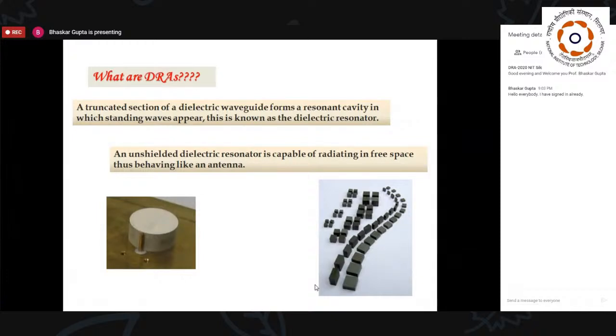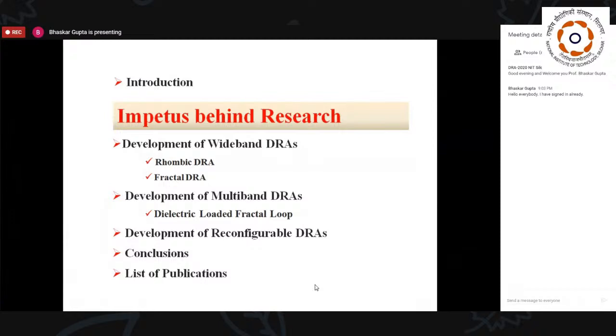Here are some examples in the figure. So this was the situation. At this situation, we started our researches quite a few years back. We wanted to take up all those approaches. We wanted to develop wideband antennas, multi-band antennas, and reconfigurable antennas.